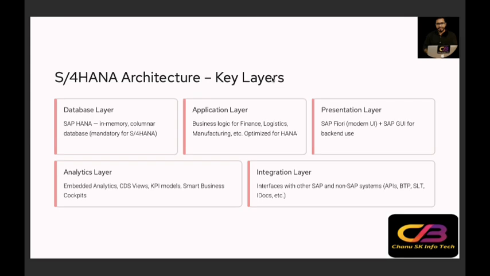So mainly there are three layers in the SAP S4HANA architecture. The database layer is a memory and column database, and this is mandatory in SAP S4HANA. The application layer is the S4HANA software, a programmed software. And the presentation layer is the Fiori apps. SAP S4HANA consists of both Fiori apps and GUI. Okay.